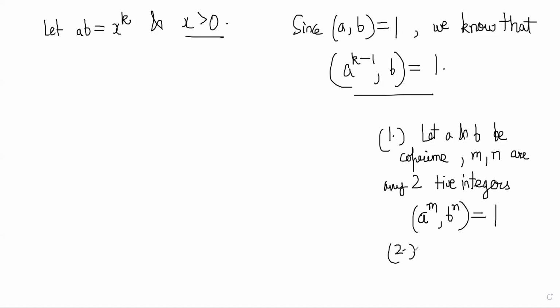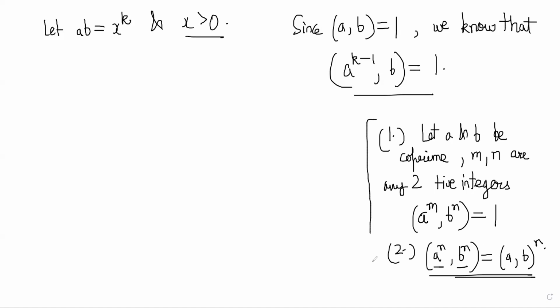Also, you can show that for any positive integers, the GCD of A power N and B power N will be equal to the GCD of A and B, power N. This is for A and B being co-prime. If you have A power N and B power N's GCD supposed to be found, it will be just the nth power of the GCD of A and B. These are properties of GCD, right? So from here and using these properties, we'll make our proof.